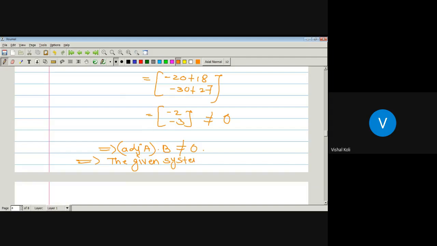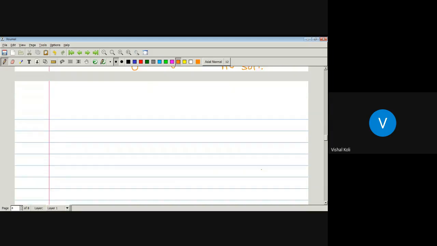Given system of linear equations has no solution. Okay, so this will be the first example. Now let us take the second one.